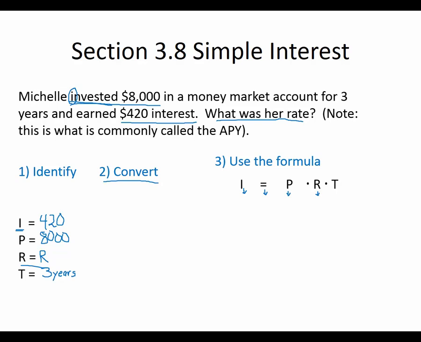But directly beneath my R, I don't have anything to write. Again, just like the previous word problems, resist the temptation to leave that blank. Actually write the letter R in directly below the R. And then below the letter T, I can write the 3 years. Should look something like this.